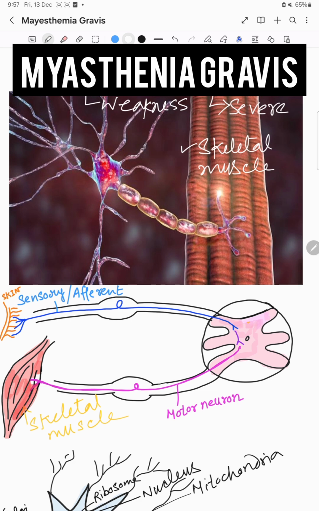In this disorder, impairments in skeletal muscle contraction occur because the body produces antibodies which can lead to the destruction of its own cells. So, it is also an autoimmune disorder.